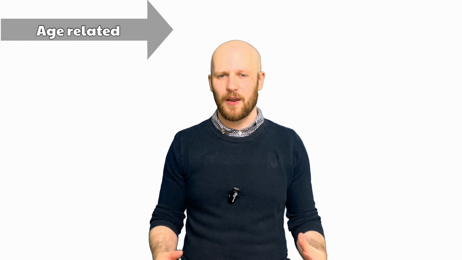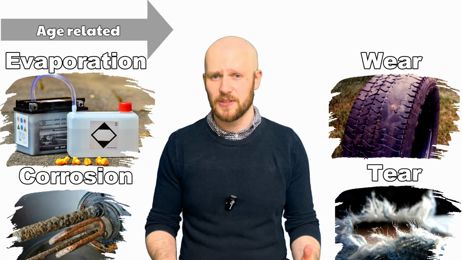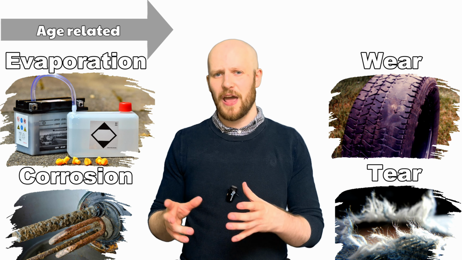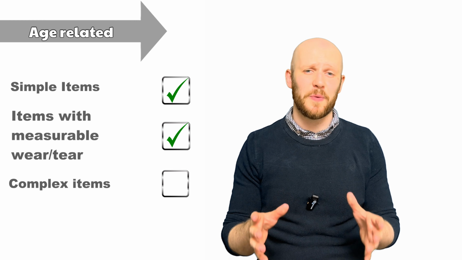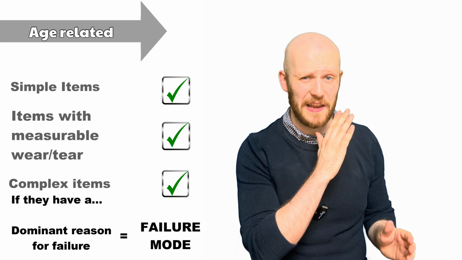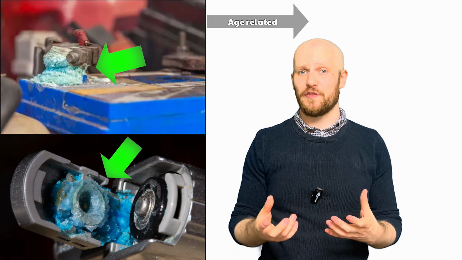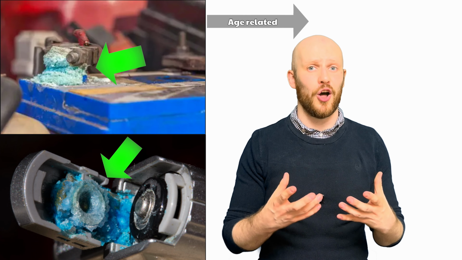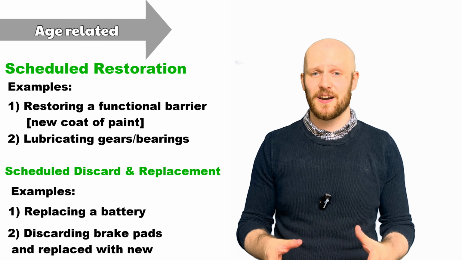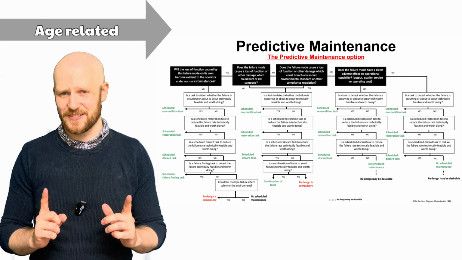Age-related failure patterns typically apply to simple items like light bulbs or for things with directly measurable wear, tear, evaporation, or corrosion. This can apply to things like the electrolyte inside of a rechargeable battery or the corrosion on element rods inside of water heaters. Now, it can also apply to complex items, but there is usually a dominant way in which they fail, also known as a failure mode. A good example of this is lead-acid car batteries that routinely fail due to sulfate crystal buildup. But there are lots of different failure modes. For these types of failure patterns, scheduled restoration and scheduled discard and replacement are the most effective forms of maintenance, but how we determine which of these to use is for a whole other session entirely.